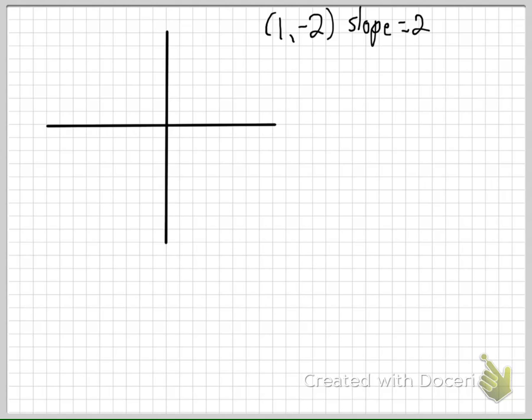of 2. Now, one thing that's very important here, a slope of 2 means 2 over 1. Anytime you have a whole number, it can be written as over 1, because 2 divided by 1 is 2, right? Anything divided by 1 is just itself. So anytime you have a whole number, you can put it over 1.